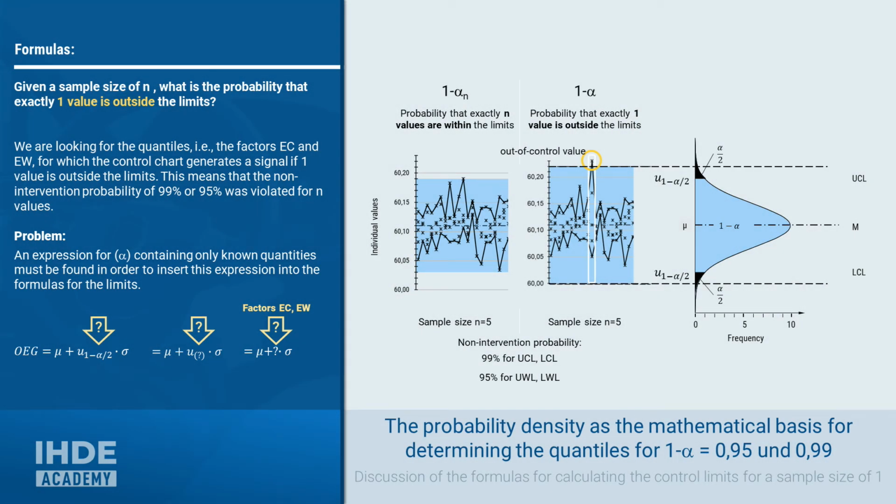The next chapter will be about finding the quantiles, these are the factors EC and EW, for which the control chart delivers a signal if one value is outside the limits. That is, if the non-interference probability of 99 or 95% was violated.